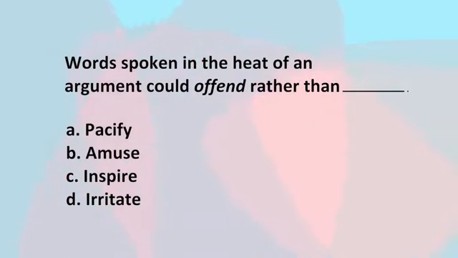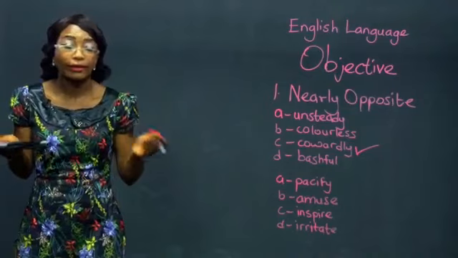And so we say words spoken in the heat of an argument could offend rather than dash. The word that we're looking for, its nearly opposite word, is offend. Now, what does it mean to offend? When you make somebody angry with you, that's the meaning of the word offend. When you annoy somebody, when someone is angry with you. So what word will be nearly opposite the word annoy or offend?